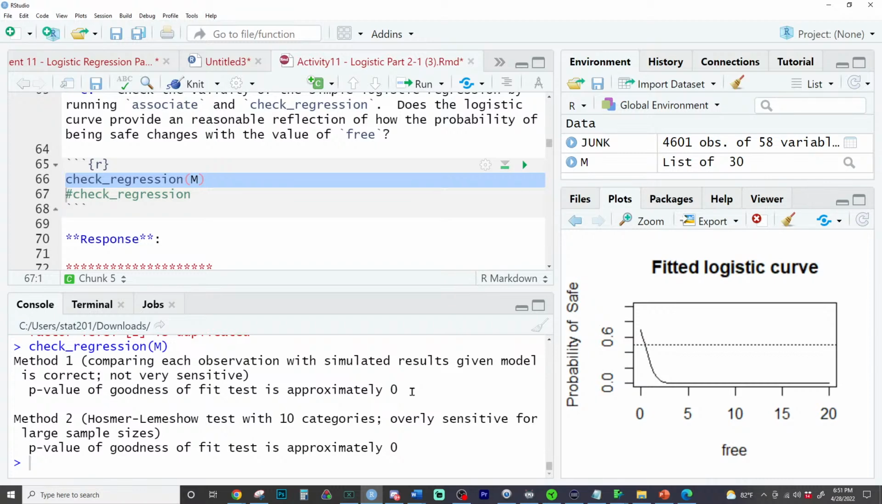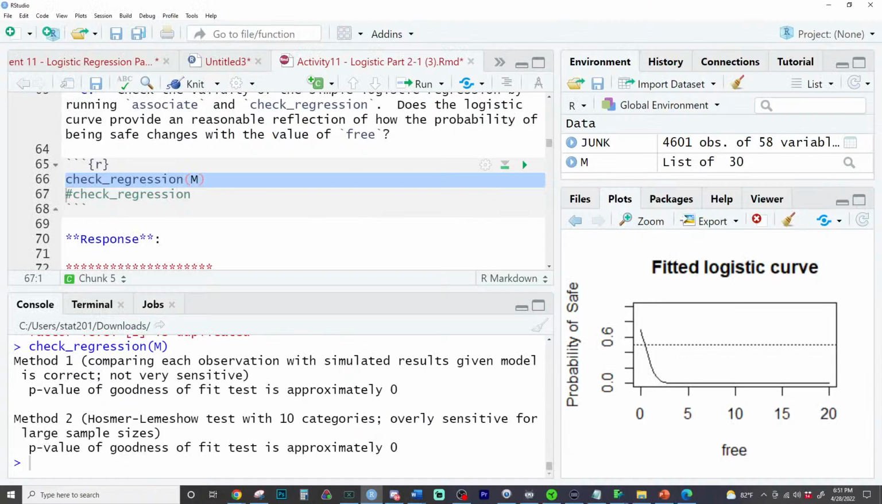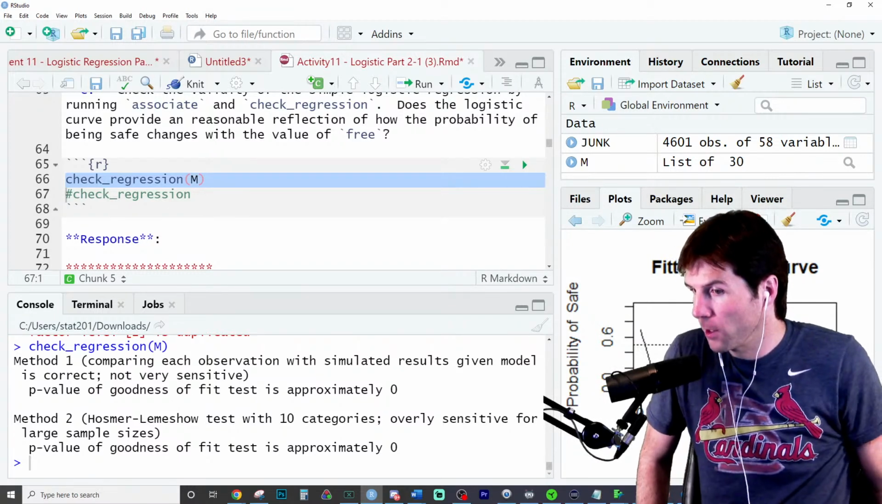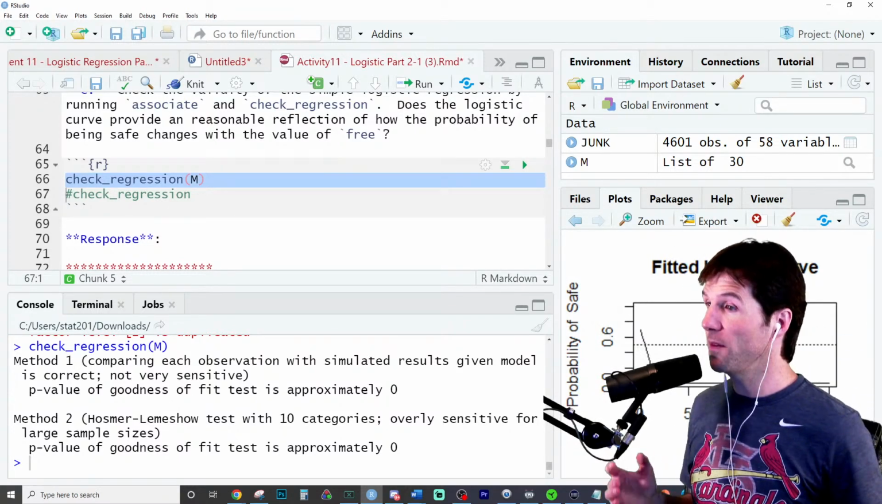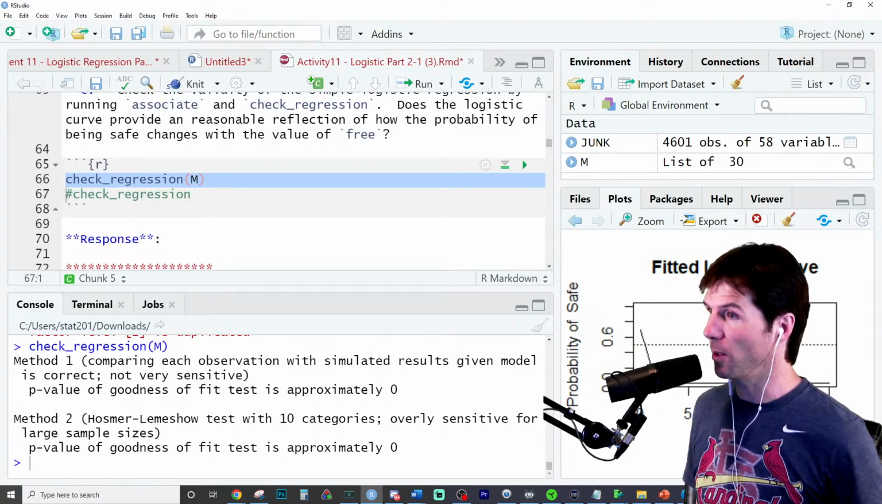Low p-value, reject the null that it's a good idea. Remember, the null is that the S is a good idea, and the alternative is that it's a bad idea. It's saying I have evidence that you shouldn't be doing this. So when you do the check regression, remember, you're checking conditions, and low p-values are bad because that means there's a violation of the condition. It's evidence of a problem.